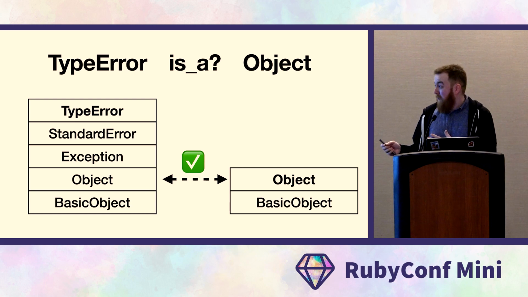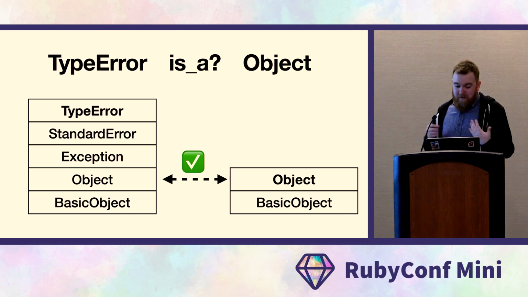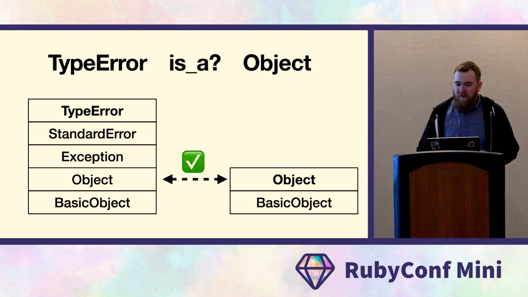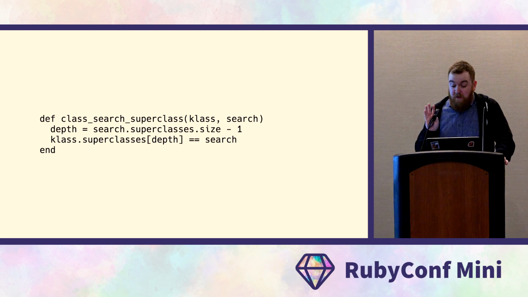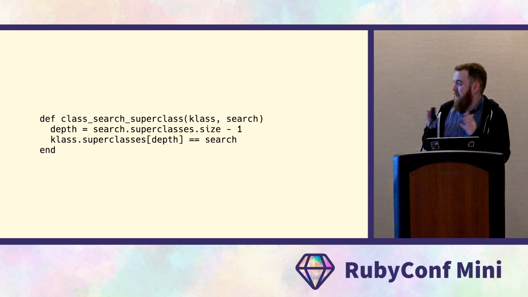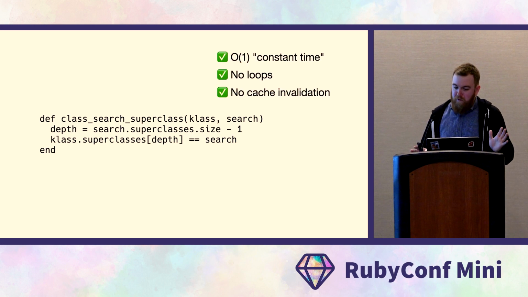So I was thrilled to find this because it matched my mental model for how easy it is to tell if a pigeon is a butterfly or vice versa. And it turns out that this is a fairly well known technique. The JVM does it, and I think Truffle Ruby also has something like this. And the implementation is very nice and simple. So we just get a depth and we do a single comparison, and that's it. So that gives us constant time, no loops, and no cache invalidation. So all the things we were looking for.